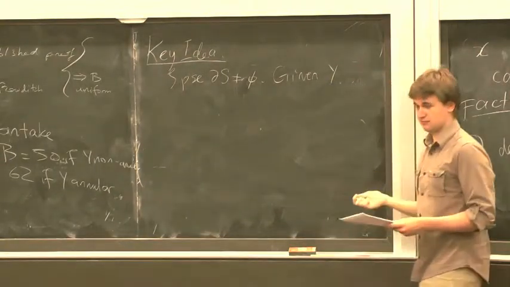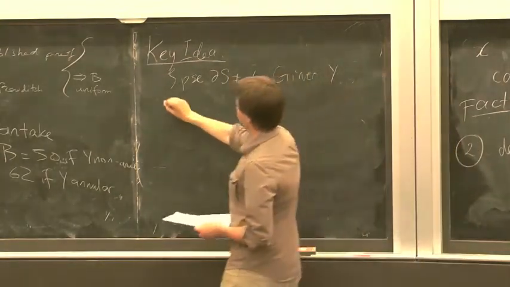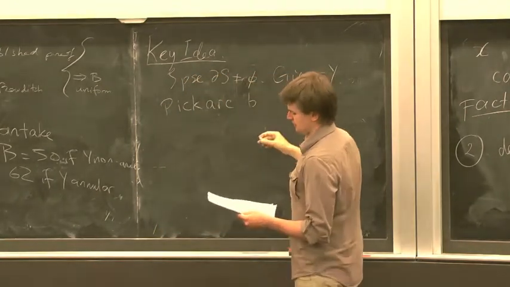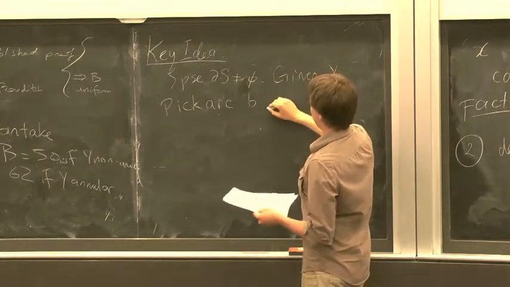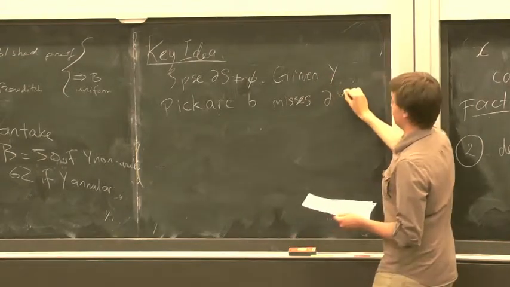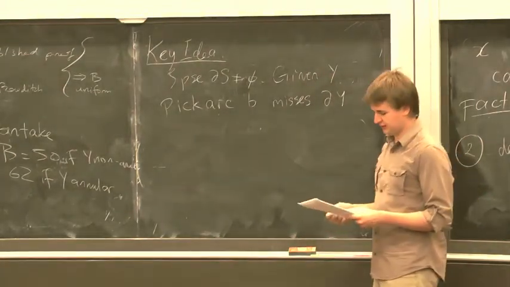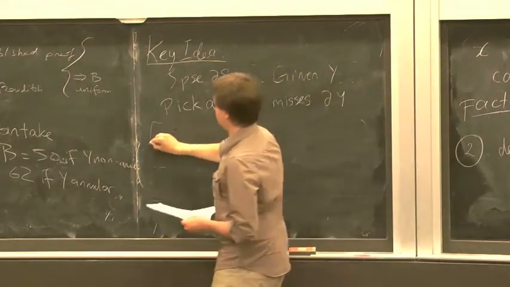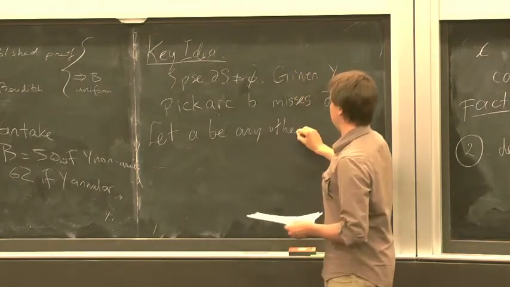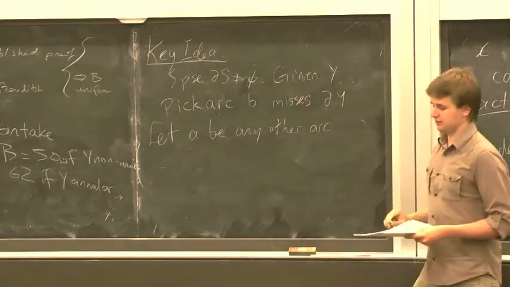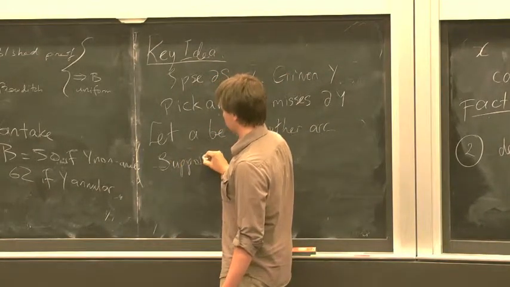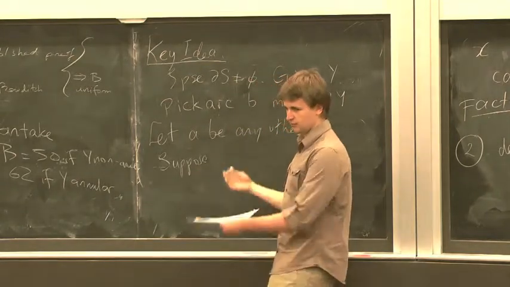Y, a subsurface. Now pick an arc, which I'll call B, because I'm like that, not A. Pick B that misses the boundary of Y. Pick an arc B that misses the boundary of Y. And let A be any other arc. So there's some setup, but I'll draw a picture and hopefully we'll simplify all this stuff.